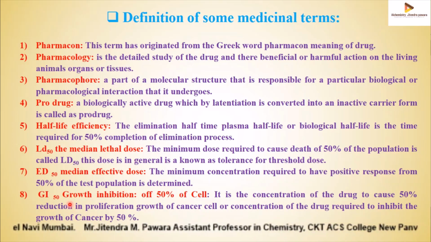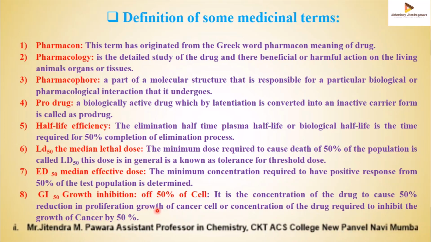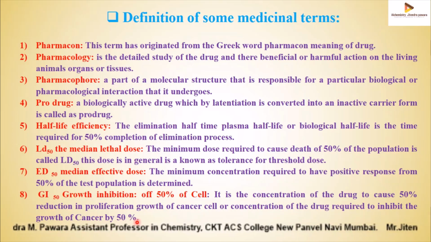The next term is GI50, growth inhibition of 50% of cells. It is the concentration of the drug required to cause 50% reduction in proliferation and growth of cancerous cells. So GI50 is defined as the concentration of drug required to inhibit the growth of cancerous cells by 50%.